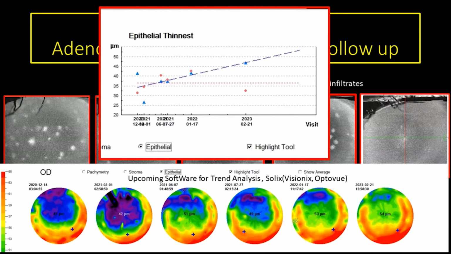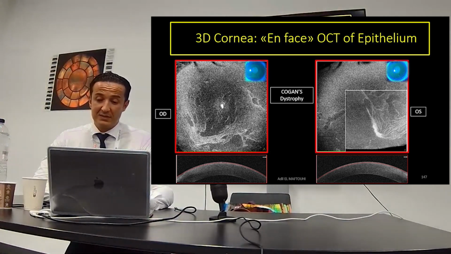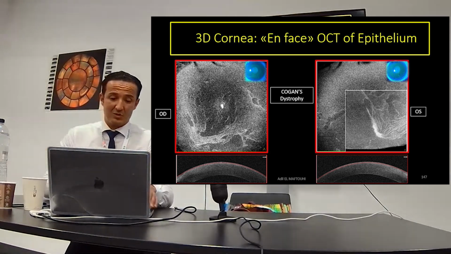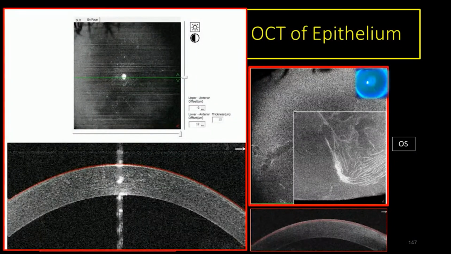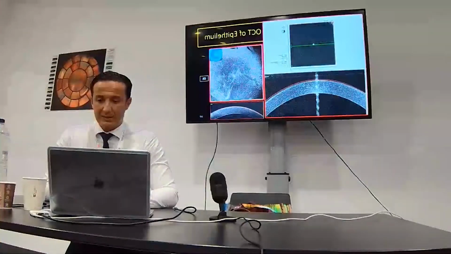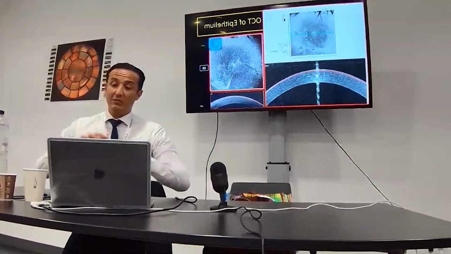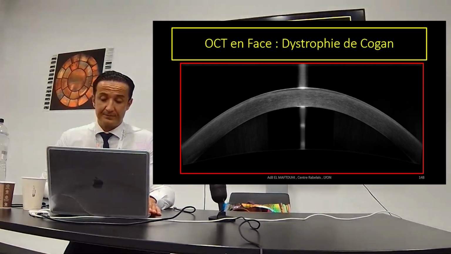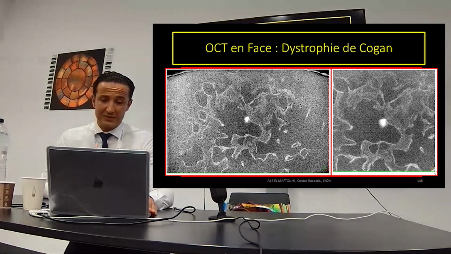You can analyze the surface of Cogan dystrophy, and this is a microcyst of the basal membrane, and sometimes you have some changes always associated with dry eyes in this eye condition. And look here with the en-face OCT, we can move through the cornea, and you can see this microcyst of the basal membrane with a very large view as compared to the confocal microscopy. Another case with the geographic aspect of the Cogan dystrophy.